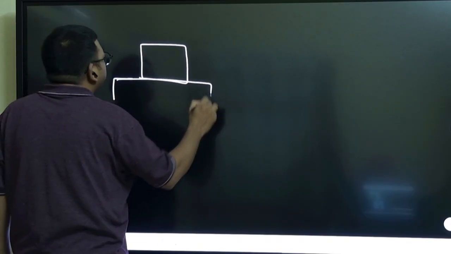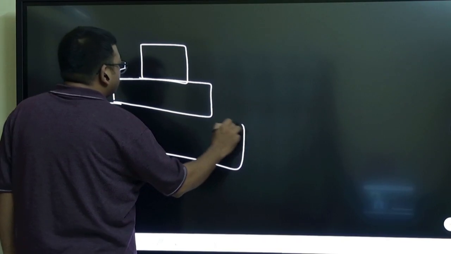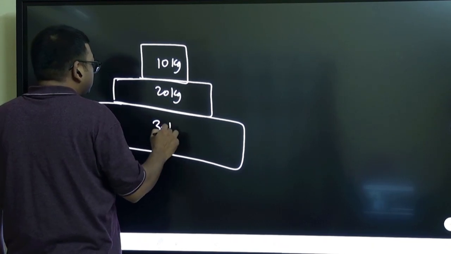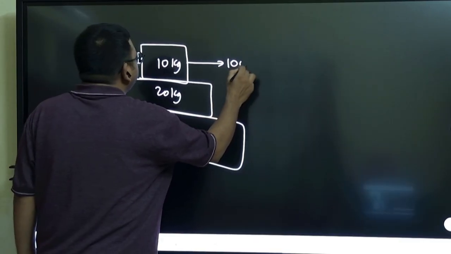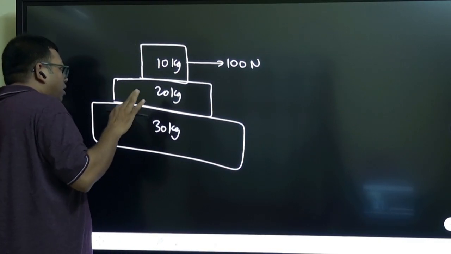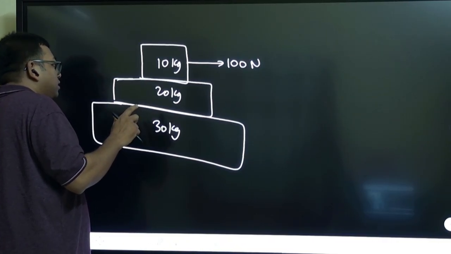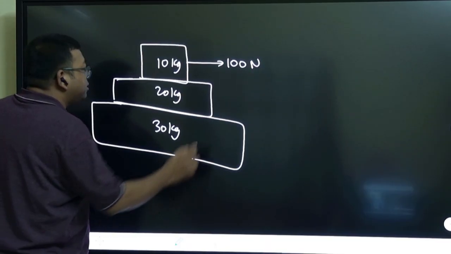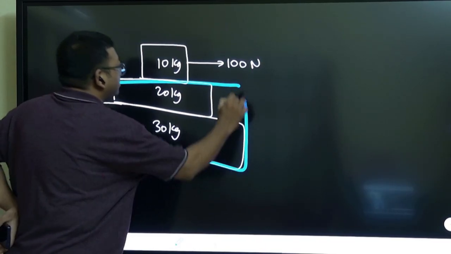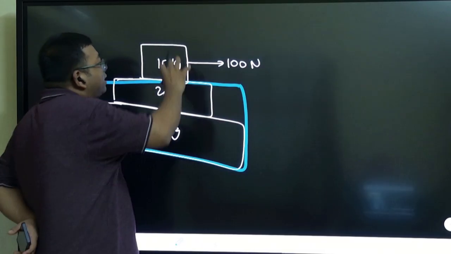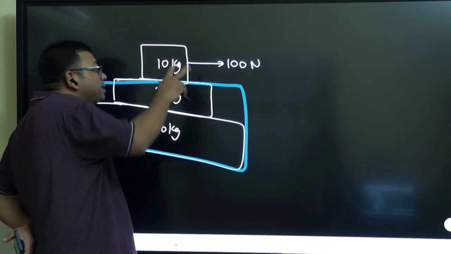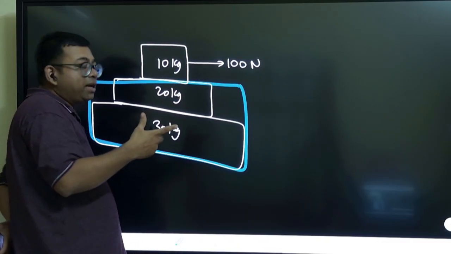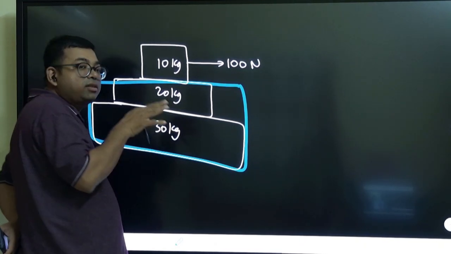Suppose I have to take three blocks like this: 10 kg, 20 kg, 30 kg, and we have applied force here, right? Now look at this. If I want to make it a two block system, I must first try to combine these two blocks, correct? If I combine these two blocks, then the upper block and these two blocks together look like a two block system, right? Then it looks like the case which we have taken. I think this is the approach for three blocks.